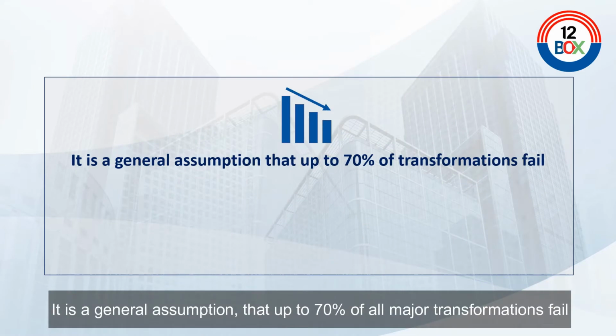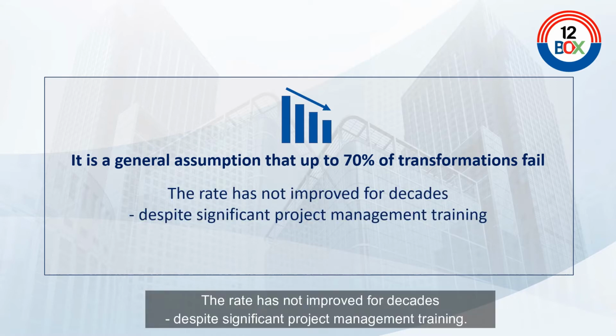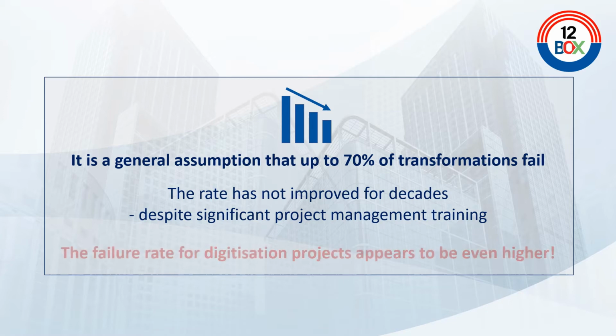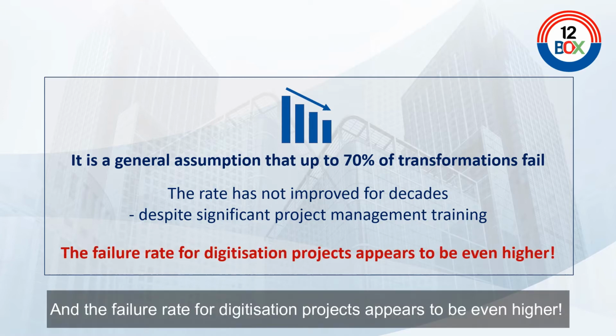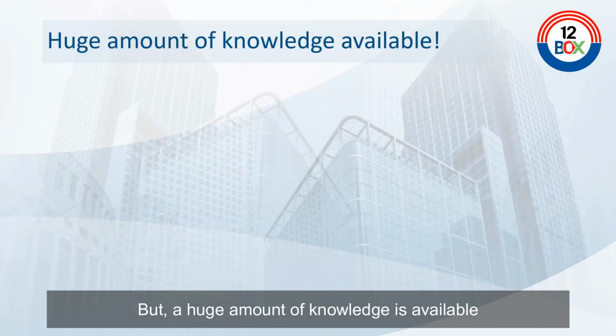It is a general assumption that up to 70% of all major transformations fail. The rate has not improved for decades, despite significant project management training. And the failure rate for digitization projects appears to be even higher. But a huge amount of knowledge is available.